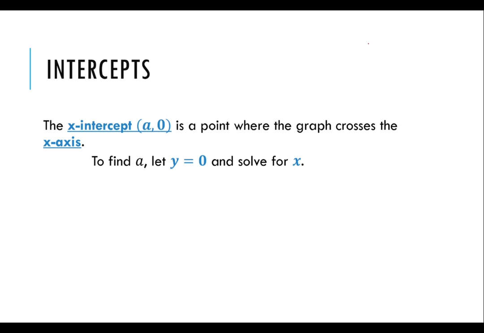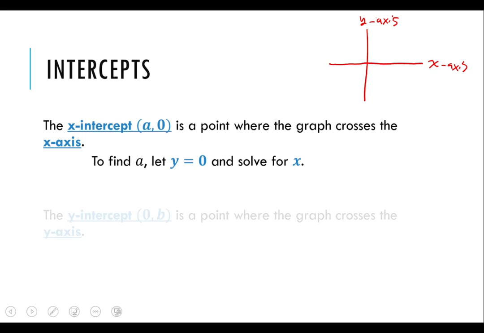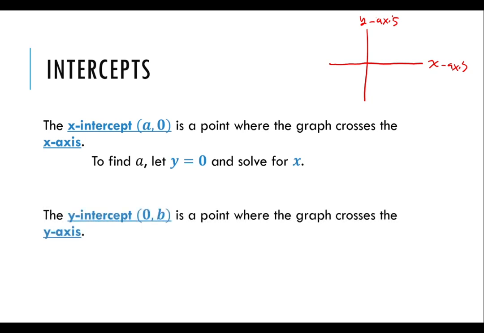Now, just as a refresher as to why this works, remember, if this is my x-axis and this is my y-axis, if I ask you what is the x value on the y-axis, well, it's always 0, right? And then if I ask you what is the y value on the x-axis, well, it's always 0, which then leads us to the y-intercept, which is the point 0, b, and it's going to be a point where the graph crosses the y-axis. And to find it, just let x equal 0 and then solve for y.